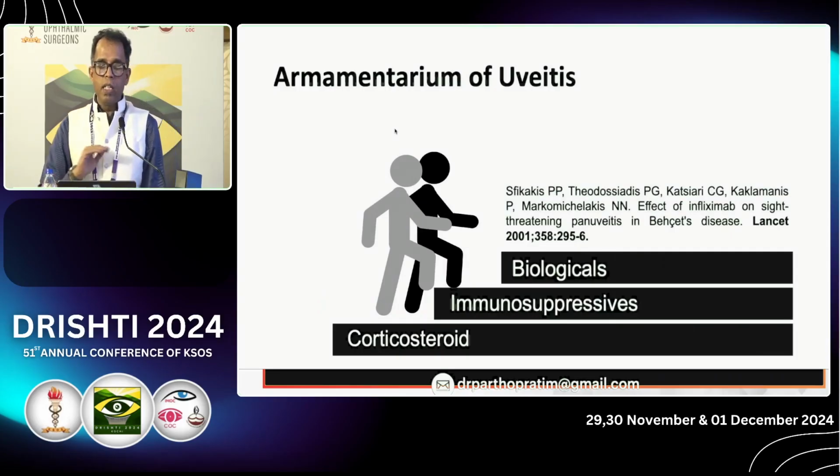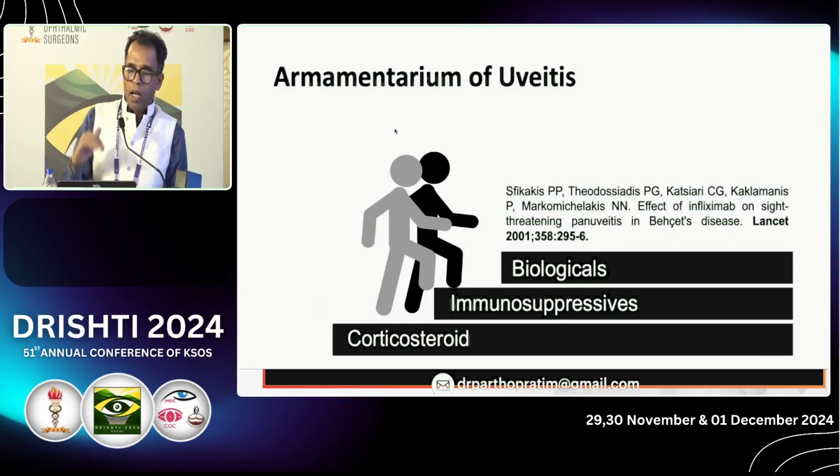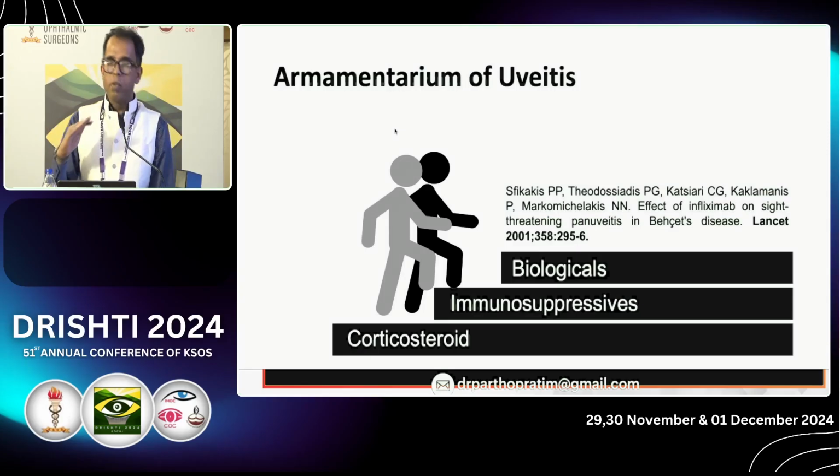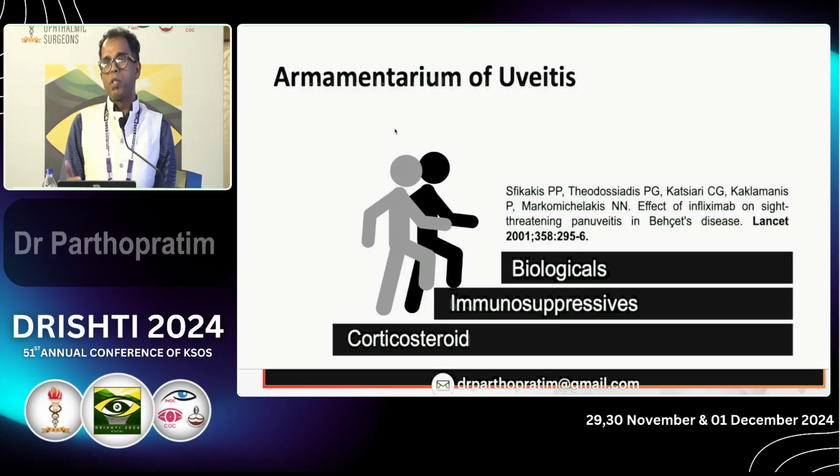If you see the evolution of the drugs in uveitis, you will see that we are following the rheumatologist or the transfusion medicine specialist. Whatever they are using, we have started incorporating in our practice. So it started with corticosteroid, then we moved to immunosuppressives and biologicals. The basic idea is to immunosuppress the entire body's cells.